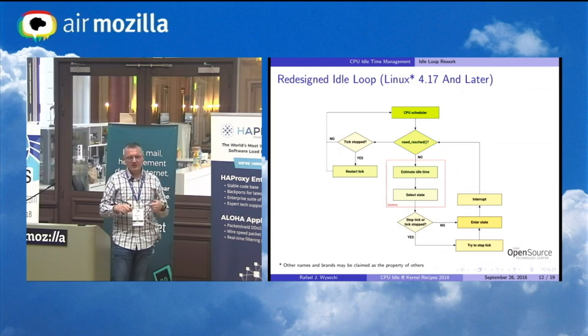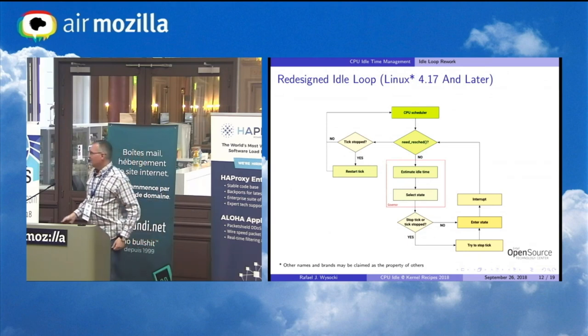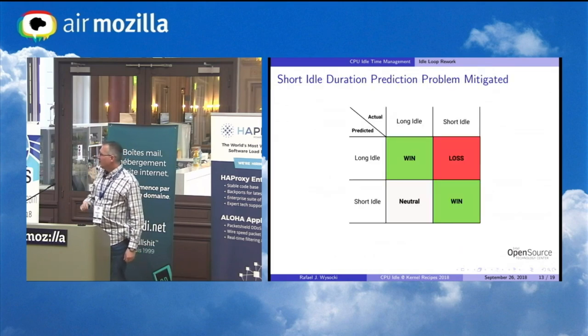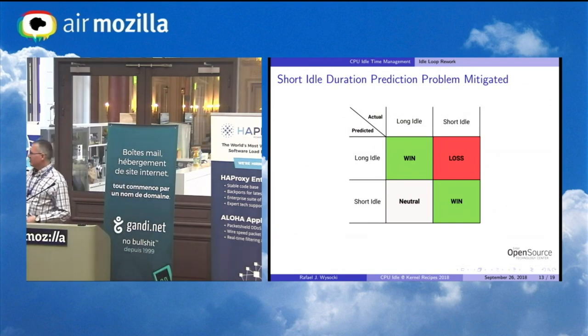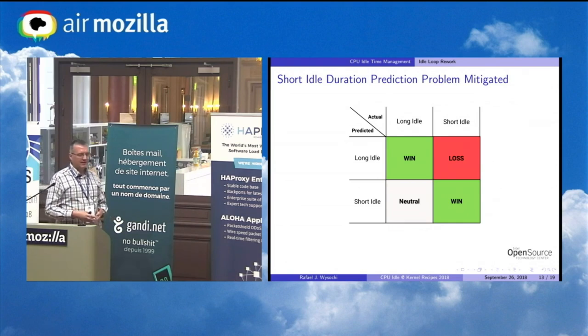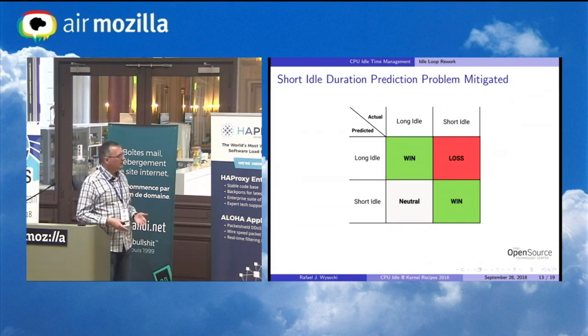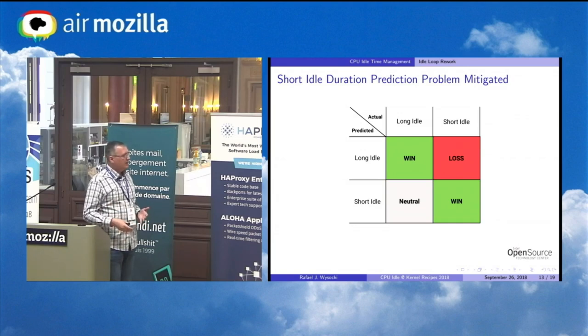But the whole no-hertz code had to be changed in order to provide the governor with the information of the next timer event time with and without the tick, because they may be different. But okay, we did that. And now the table I was talking about changes into something like this. So if the short idle is predicted and short idle actually happens, we win, because we didn't stop the tick and it didn't make sense to stop the tick. Good. If short idle is predicted and long idle happens, and the CPU is idle for a long time, the tick is a safety net.